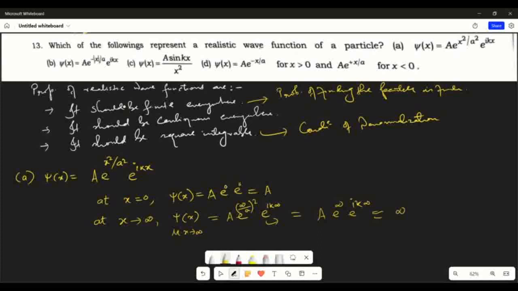So the wave function psi x equals a e to the power x square by a square and e to the power ikx diverges as x tends to infinity, meaning its value is not finite. So this is not a realistic wave function.